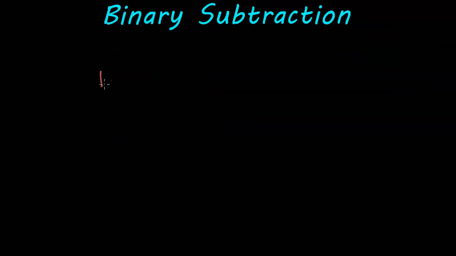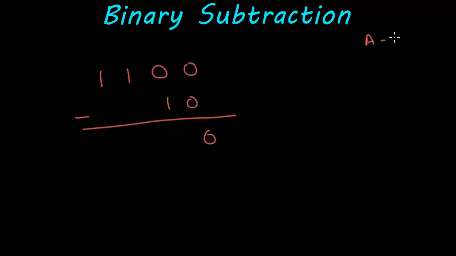Here we have 1, 1, 0, 0 minus 1, 0. So again 0 minus 0 is 0. Now 0 minus 1. Again 0 minus 1, the answer A minus B is 0 and my borrow is 1 whenever we have 0 and 1. So we are going to borrow the 1 from here. What is remaining in this one is 0. The borrowed 1 comes over here.